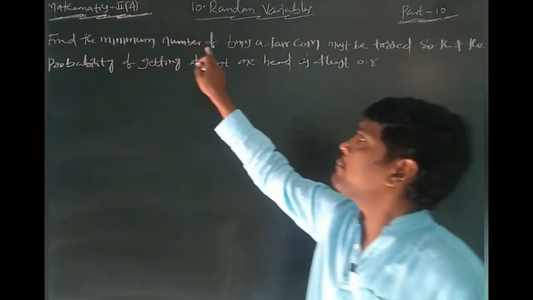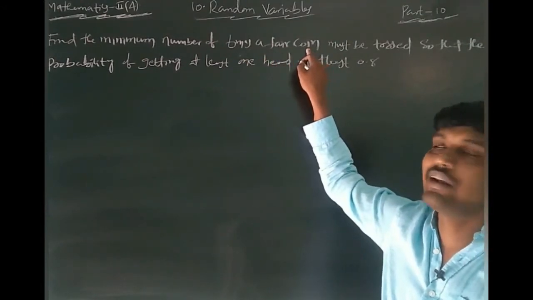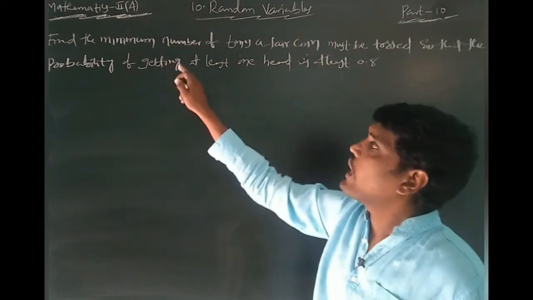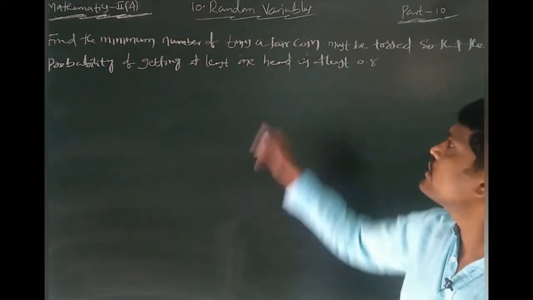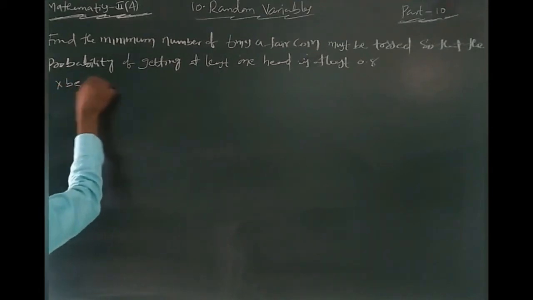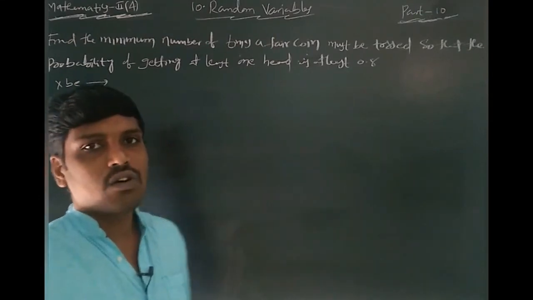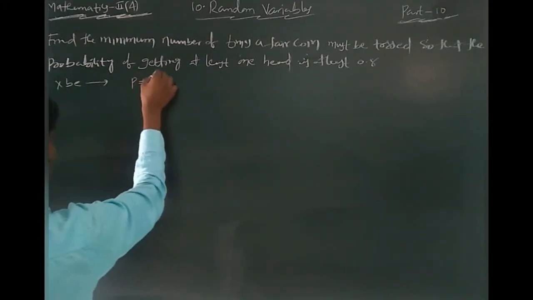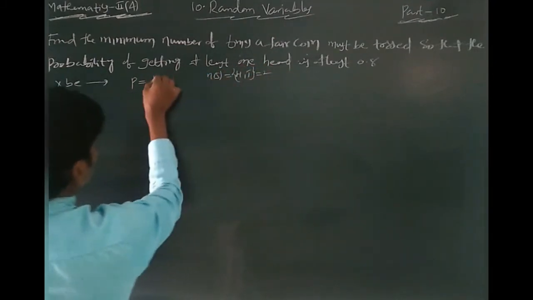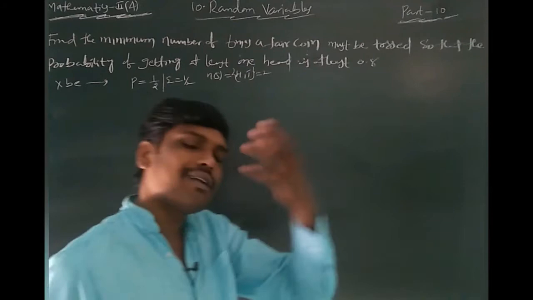Find the minimum number of times a pair of coins, not pair, a coin must be tossed so that the probability of getting at least one head is at least 0.8. Here X be the binomial distribution of getting head. One coin is tossed. What is the probability sample space? Sample space is H comma T, nothing but 2. Success probability, head, 1 by 2. Failure probability, nothing but not head, nothing but tail, 1 by 2.